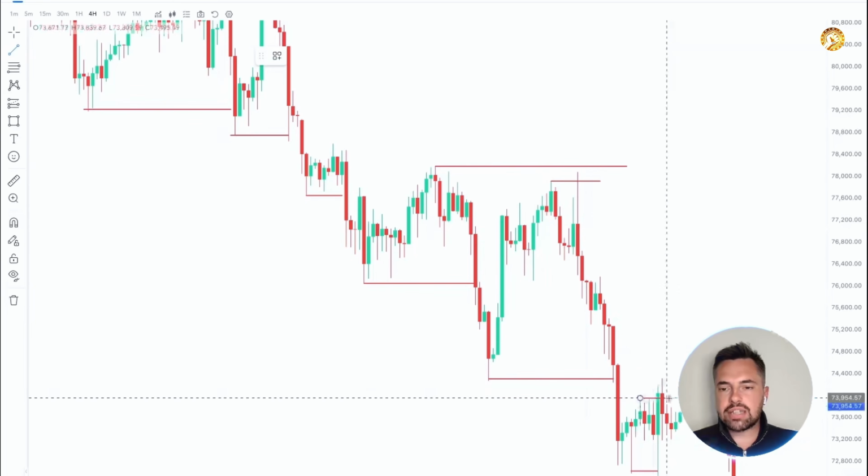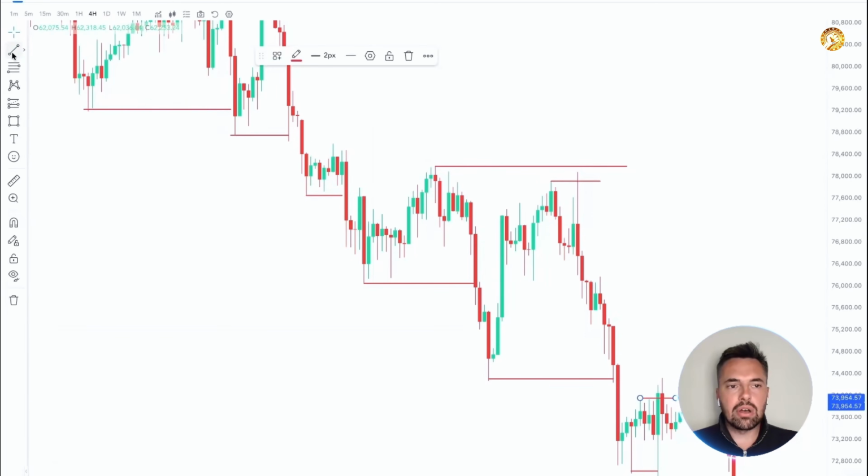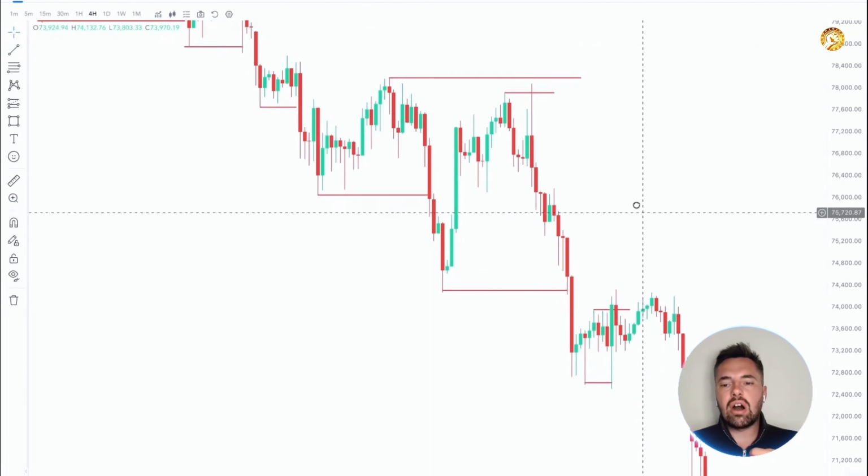So start identifying the obvious swing highs and lows on your chart. Those are your levels, the external liquidity targets.